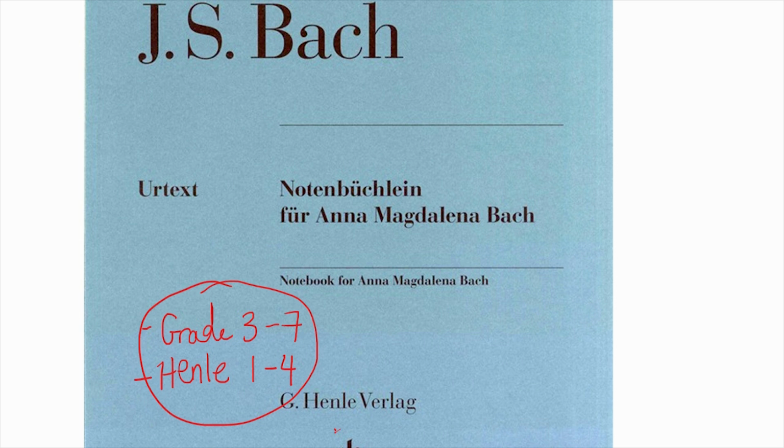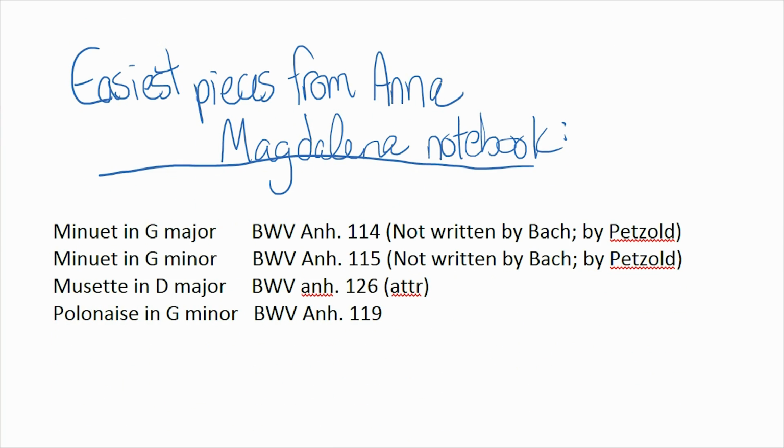This is Bach's easiest collection of pieces, written for his wife, Anna Magdalena Bach. They're a collection of short dances, which include things like minuets and musettes, polonaises, and etc. They tend to range in difficulty from around a grade 3 to a grade 7 level RCM and ABRSM, more or less, and then level 1 to 4 Henle. If you're just starting out, Bach might be slightly out of reach. I'd recommend learning the basics before starting his easiest pieces, since they're not really meant for absolute beginners. But that said, here are the easiest Bach pieces from the Notebook for Anna Magdalena Bach.